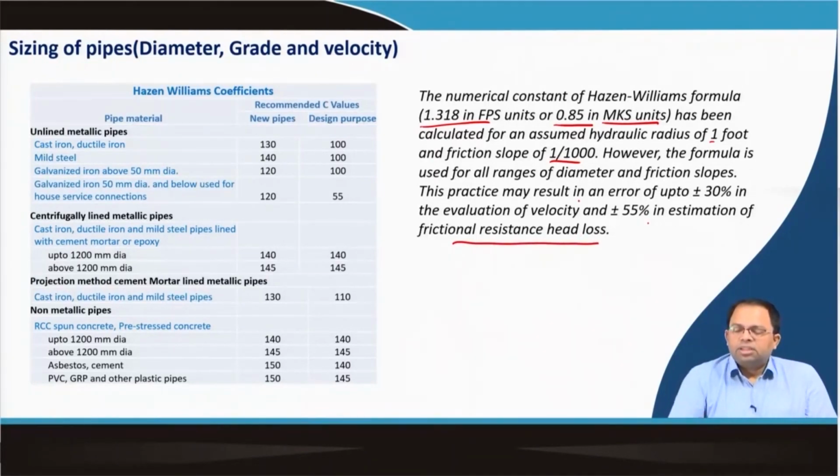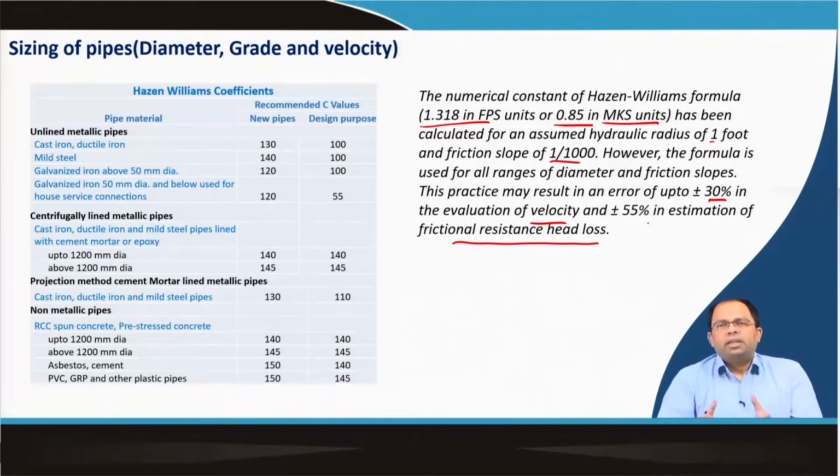So, if I use this formula, there may be a chance I can end up with 30% higher velocity in the pipeline, and then the diameter has to be adjusted, and that will lead to a lot of increase in the cost of the pipelines. And the same for the 55% increase in the frictional resistance. So anyway, we can still use this formula.